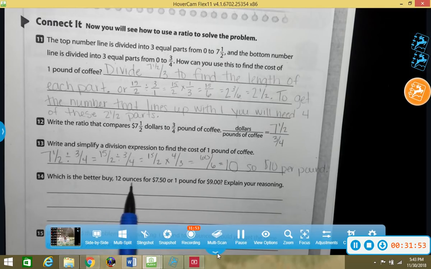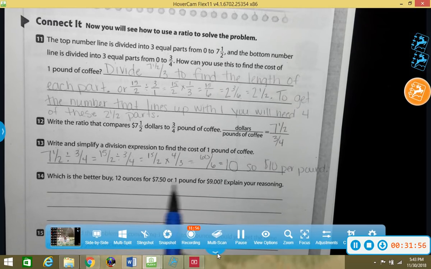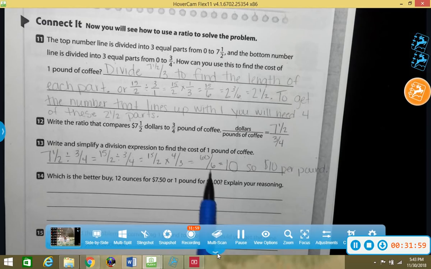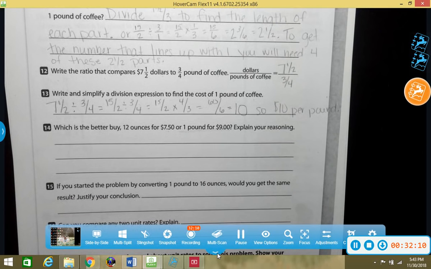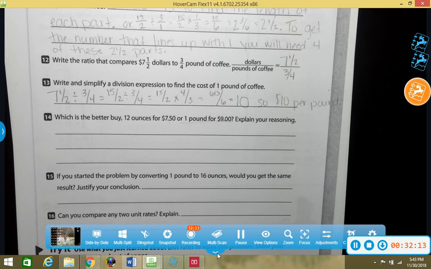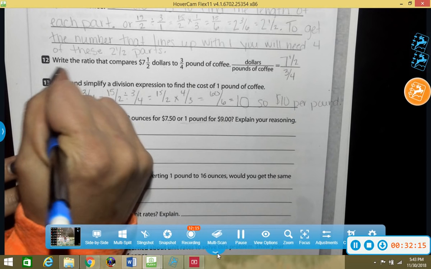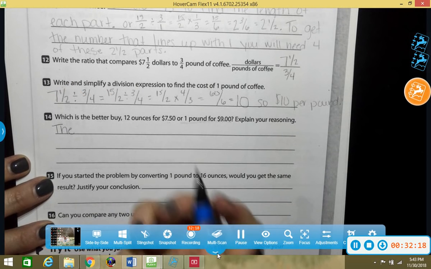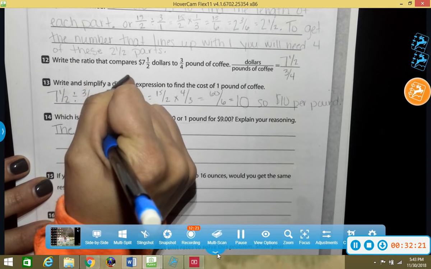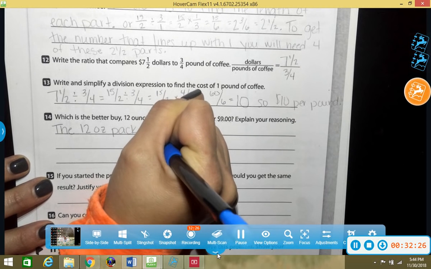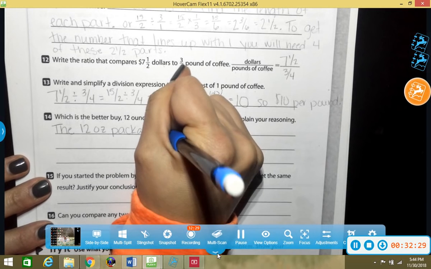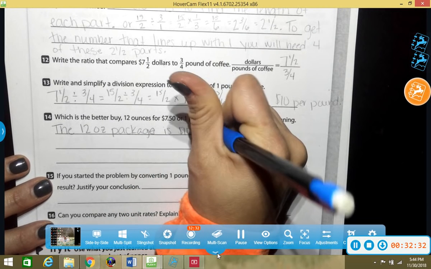Which is the better buy? 12 ounces for $7.50 or 1 pound for $9? So this one was 1 pound for $9. How much was it for 1 pound of the other one? Well, we just found that it was $10. So this book wants us to do a lot of explaining, so we're going to explain it. The other package, the 12-ounce package, is $10 per pound.